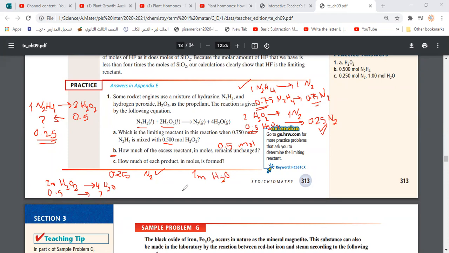So that means here that half a mole of hydrogen peroxide limited the reaction. It only allowed 0.25 mole of nitrogen to be produced and 1 mole of water to be produced. Although we still have an excess amount of hydrazine, there is no more available hydrogen peroxide to react with. You get the idea? Is it clear, guys, for everyone? Okay.